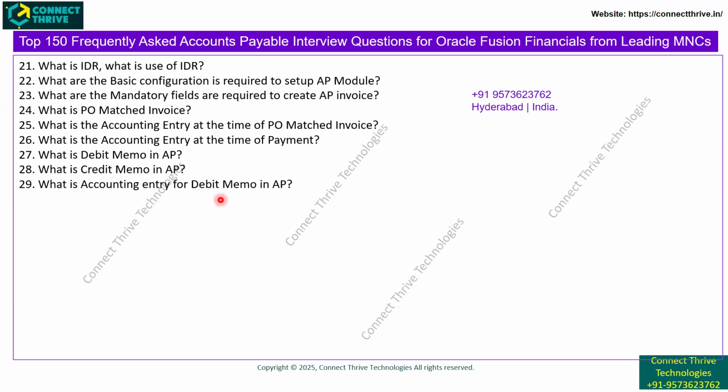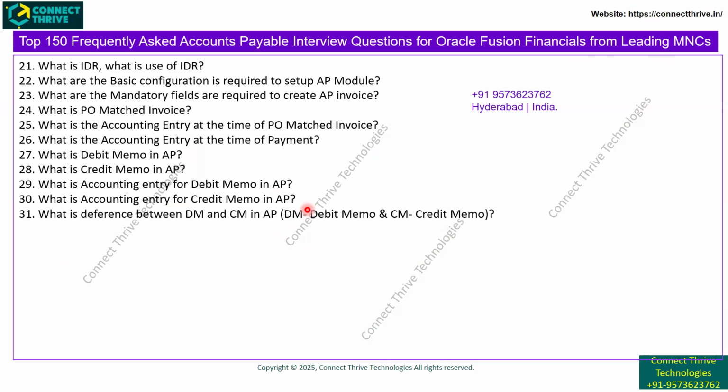So next, what is the entry for a debit memo? For a normal invoice, the entry is item expense to liability. It will be reversed, either in the debit memo case or the credit memo case. Liability to item expense will be credited. So the credit memo also has the same entry. What is the accounting entry for credit memo? Same. Sorry, liability to item expense it will come. So it will be reversed. Okay, don't get confused.